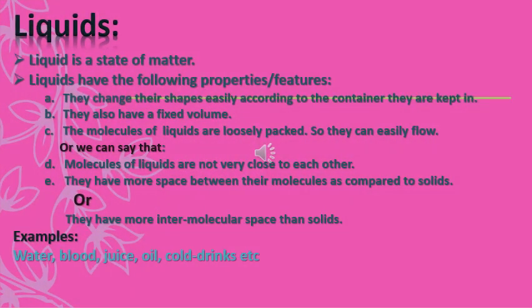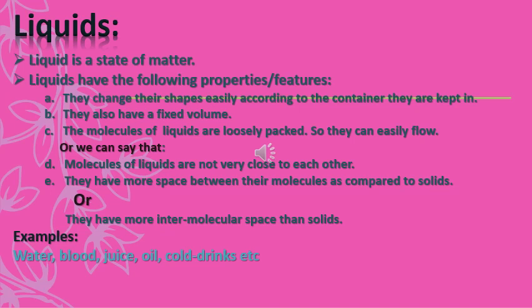Now, our next state of matter is liquid. Liquids have the following properties. First of all, they do not have a fixed shape. They take the shape of the container in which they are kept. They also have a fixed volume. Their volume remains fixed. And the molecules of liquids are loosely packed, so they can easily flow. Or we can say that molecules of liquids are not very close to each other, as we have seen in the case of solids.